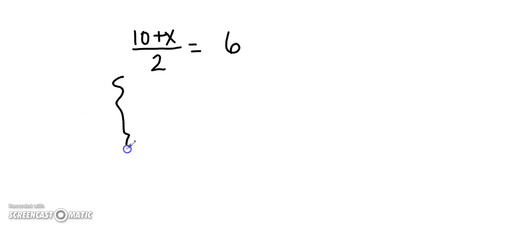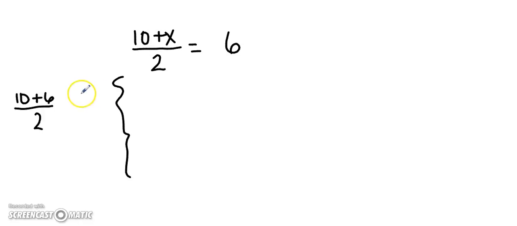Let's try a little bit harder of a problem. Okay. What if I have 10 plus x, that whole thing divided by 2, is equal to 6? I'll ask myself, if I knew what x was, let's say, I'm going to draw a little line. Let's say x was 5. Okay, let's make it 6. I would have 10 plus 6 divided by 2.